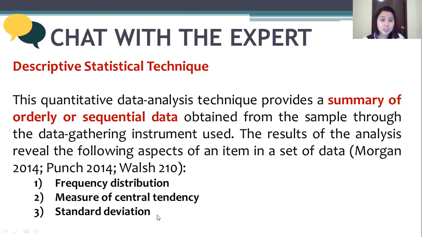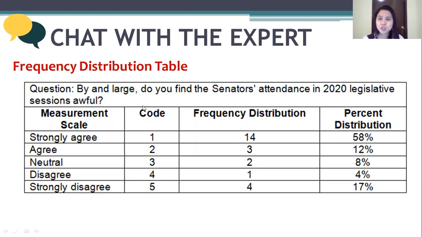Here are different ways to do it. First is the frequency distribution. The second is the measures of central tendency. The third is standard deviation. In frequency distribution, we just provide the percentage distribution.